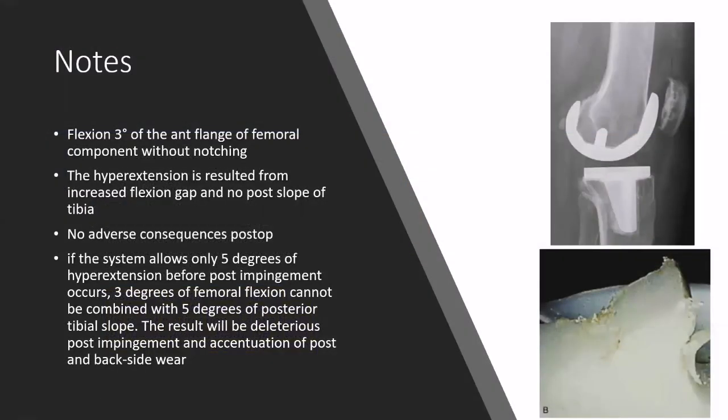There are some notes, as we said. Some of the systems allow flexion of 3 degrees of the anterior flange. You can see in this picture how the femur is put with the anterior flange at 3 degrees, like that of Stryker. It will allow a hyperextension of the knee, and there are no consequences at all.